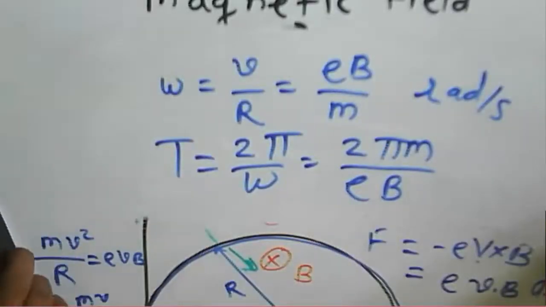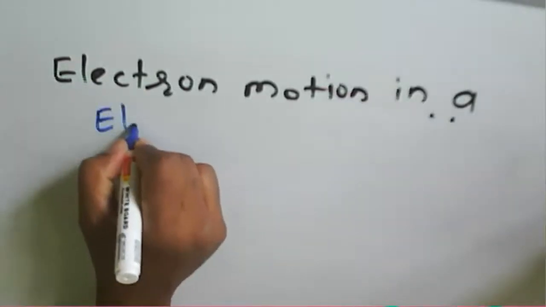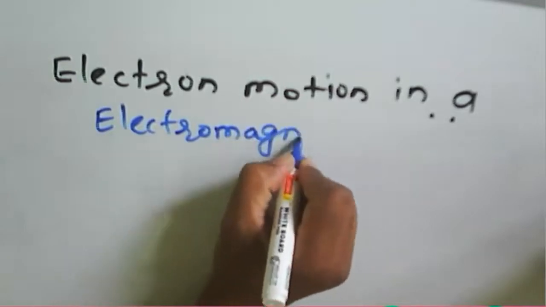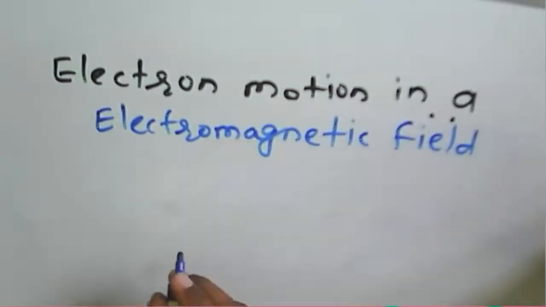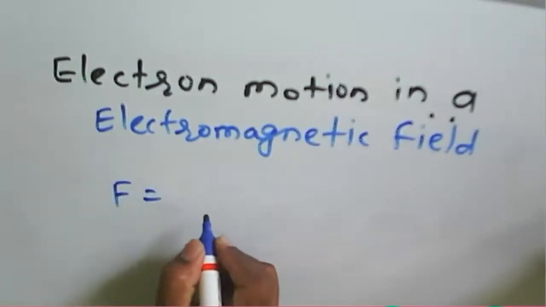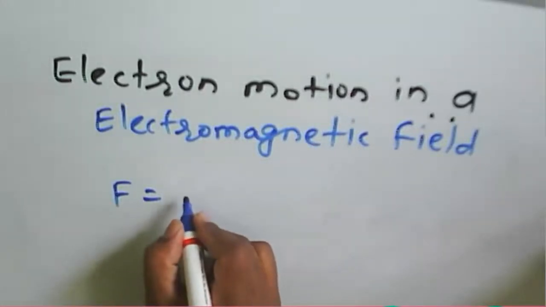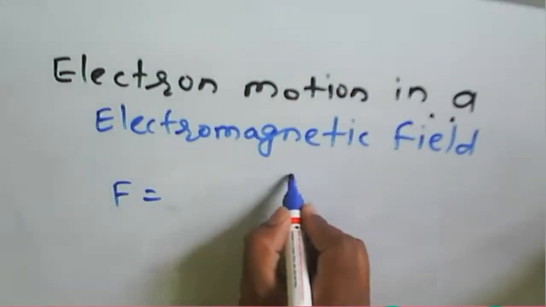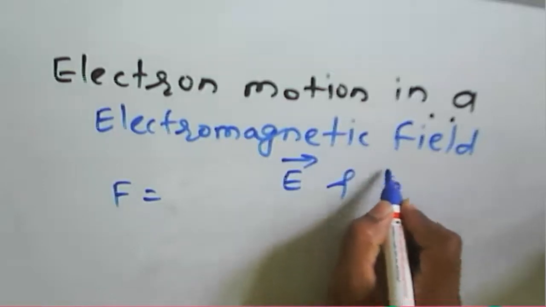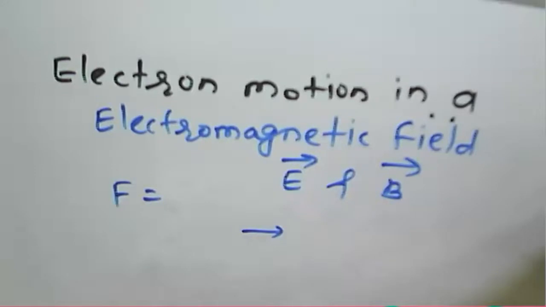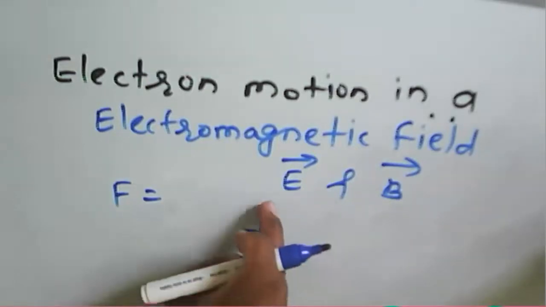Now we talk about the electron motion in an electric field as well as a magnetic field, or you can say the electron motion in an electromagnetic field. Already we know that the force experienced is in terms of a field. An electromagnetic field means there will be an electric field and a magnetic field, and our electron is moving. Here we consider these two fields, the electric field and the magnetic field.